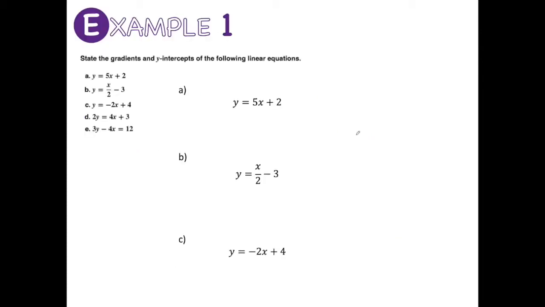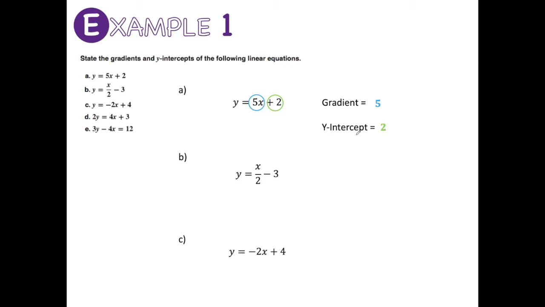In example 1, we have a series of equations, and we want to be able to identify the gradient and the y-intercept in each of them. Having a look at A, y equals 5x plus 2, I want to calculate the gradient and the y-intercept. The gradient is going to be the value in front of the x. In the first example, it is going to be 5. So my gradient is 5. My y-intercept is going to be plus 2.